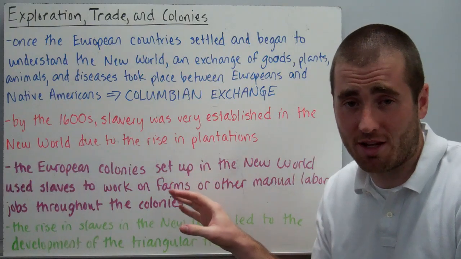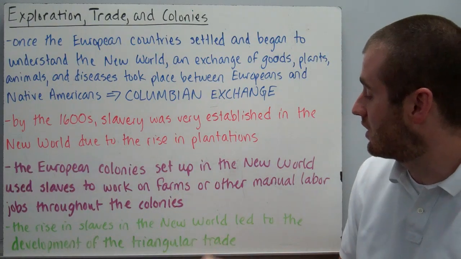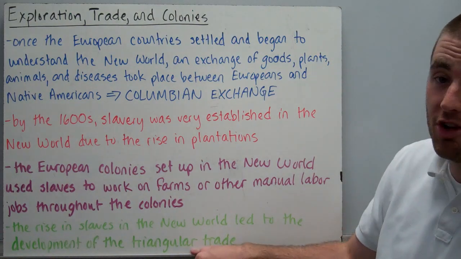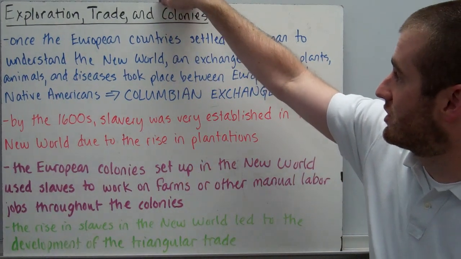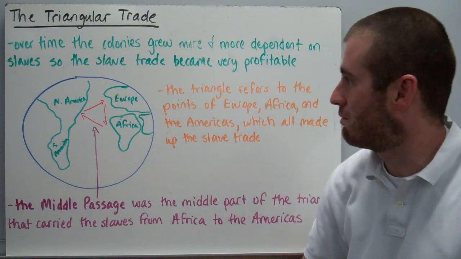And this is all European colonies. Every European colony at this point kind of had slaves in the New World. The rise of slaves in the New World led to the development of the triangular trade, which we're going to talk about here in just a second. Once again, I have a map. You may not laugh at my map. I feel like it is extremely accurate.